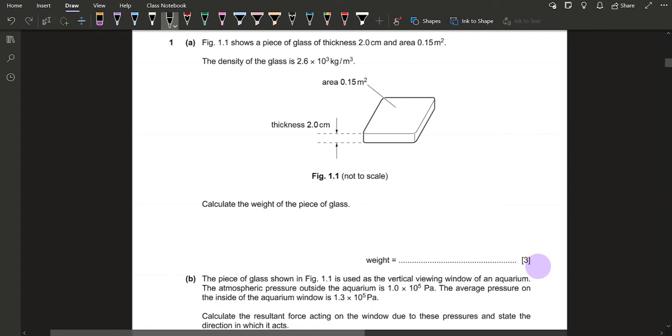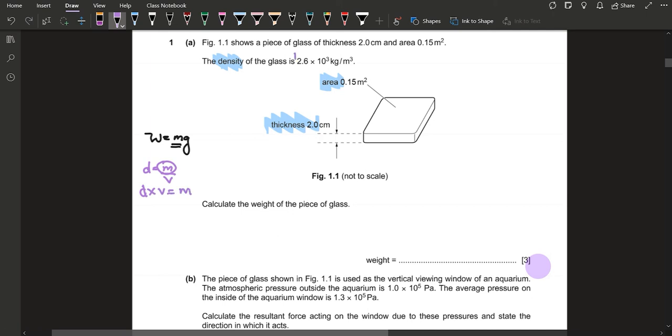So what we can do is, we know the formula weight equals mass times gravity, and we're not given the mass, so we have to find the mass. But instead we are given the area, thickness, and density of the glass. So what we can use here is density equals mass divided by volume. And to find the mass, density times volume equals mass.